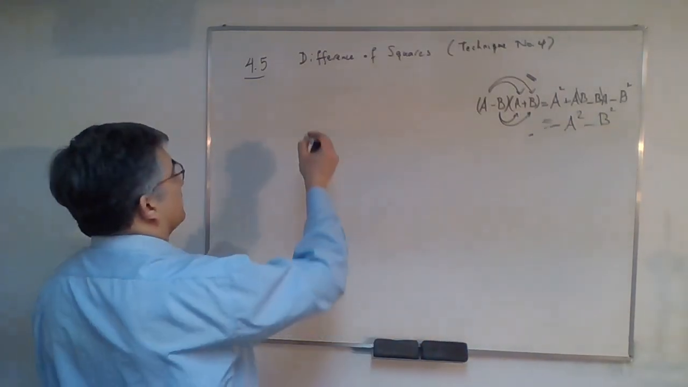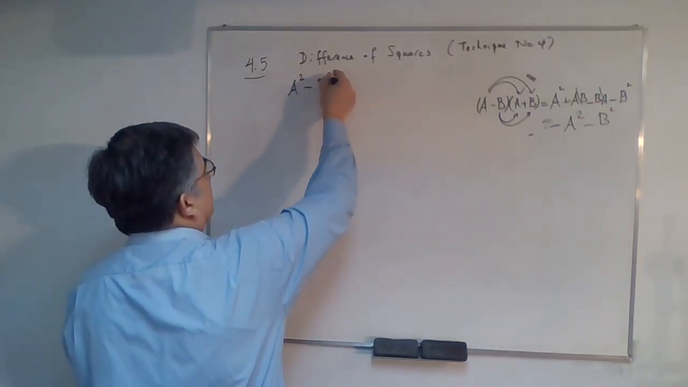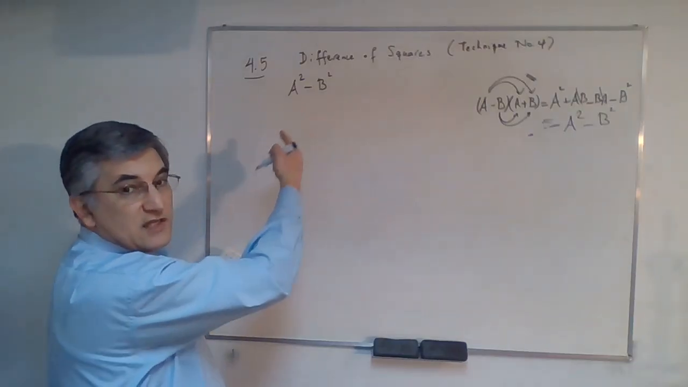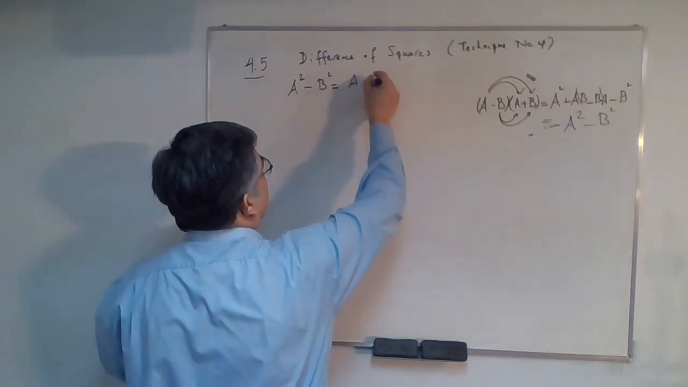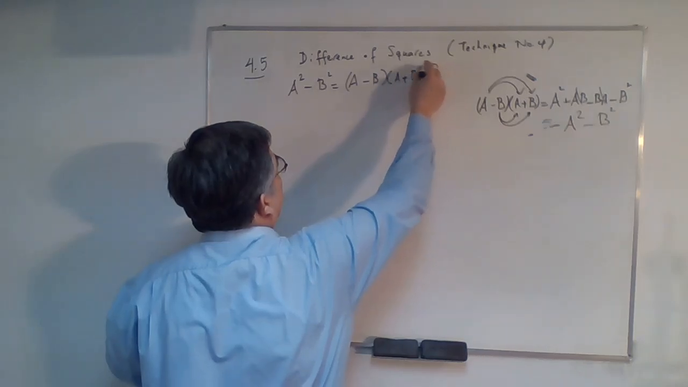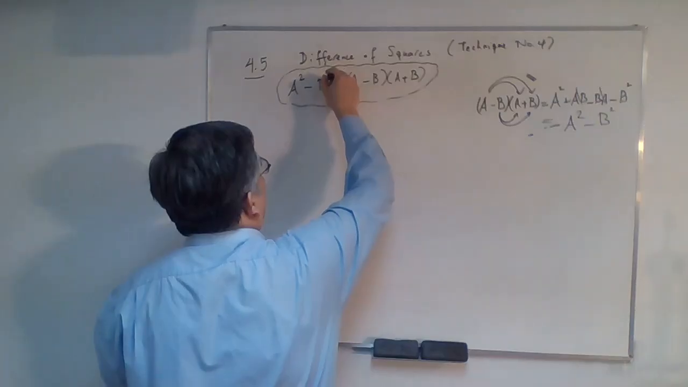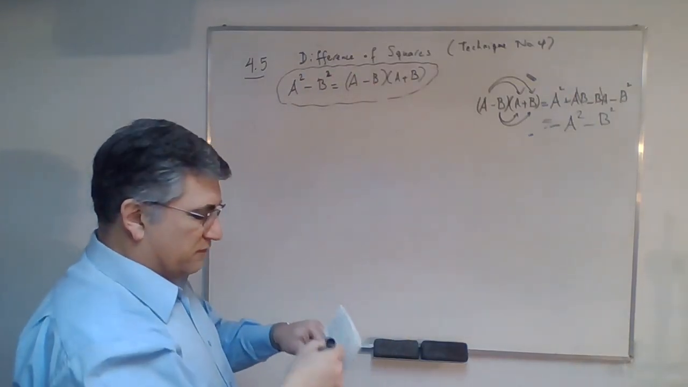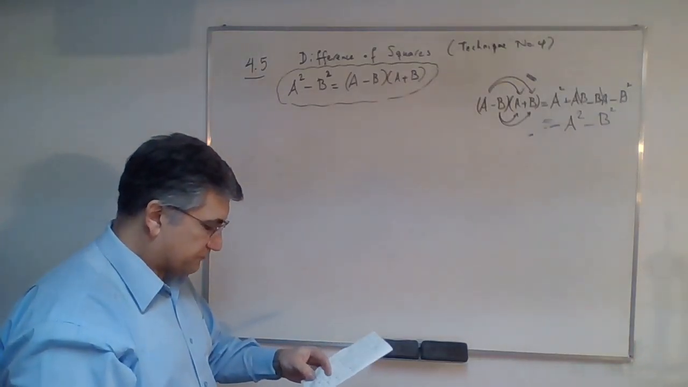So this gives us a very famous formula known as difference of squares. See, difference, that's the subtraction sign, of squares, is equal to a minus b times a plus b. A very, very famous formula in the world of mathematics. So we are going to use this formula to factor different polynomials, different expressions.